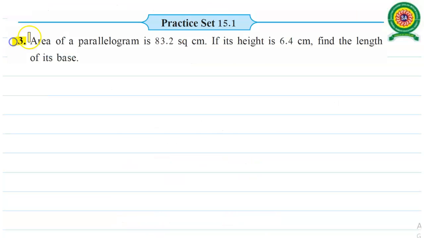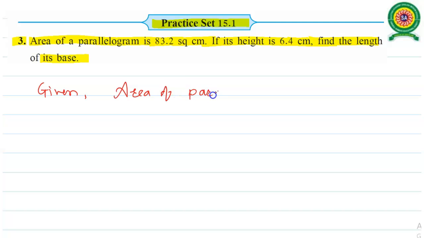Now look at the third question from practice set 15.1. Area of a parallelogram is 83.2 square centimeter. If its height is 6.4 centimeter, find the length of its base. So let us first write the given data. We are given at the start the area of the parallelogram.